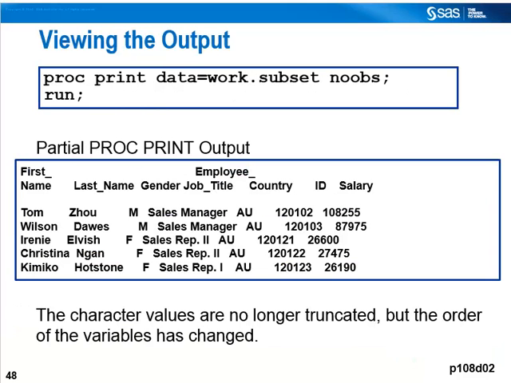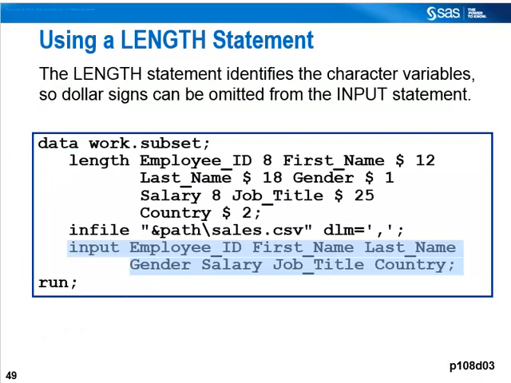Notice that first name and job title are no longer truncated, and that the order of the variables is different from the original. It is based on the order of the variables in the PDV. The type can be omitted from the input statement since the character variables have been predefined as such. However, you may prefer to leave it on so that it is obvious what type each variable is just by looking at the input statement.